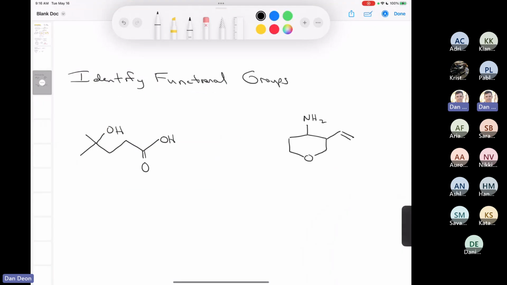All right, let's take a look at these two compounds. All we're trying to do is identify the functional groups. So we'll start with the compound on the left. I'll give you a clue. There's a couple of functional groups in here. Can anybody identify any of the functional groups in the compound on the left?